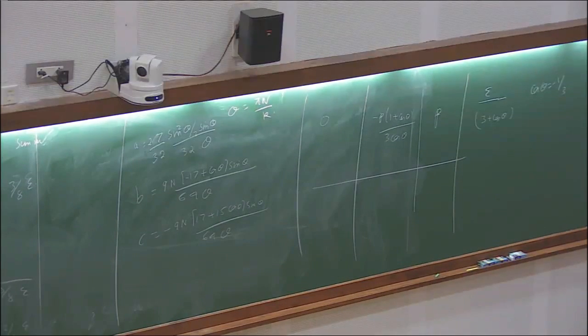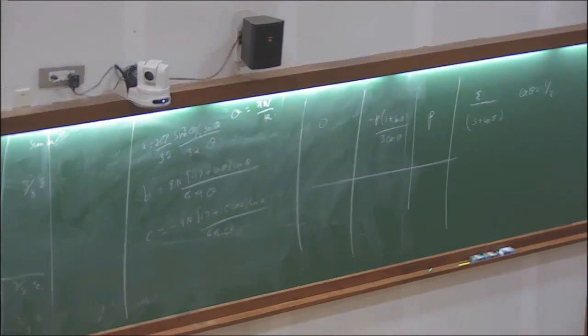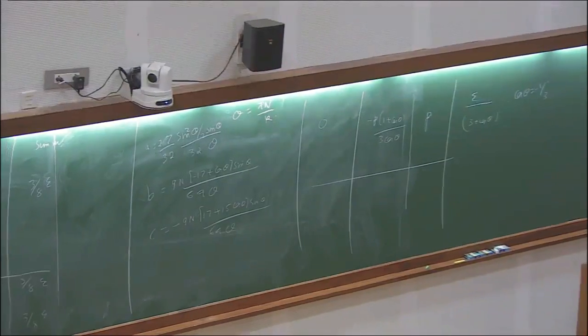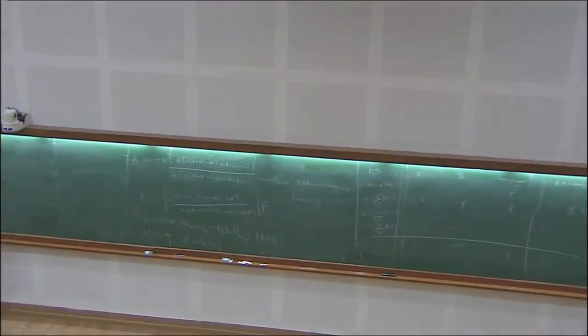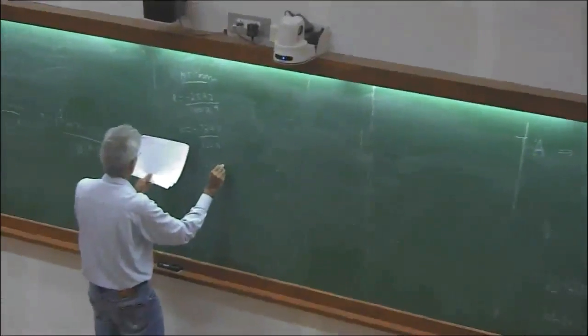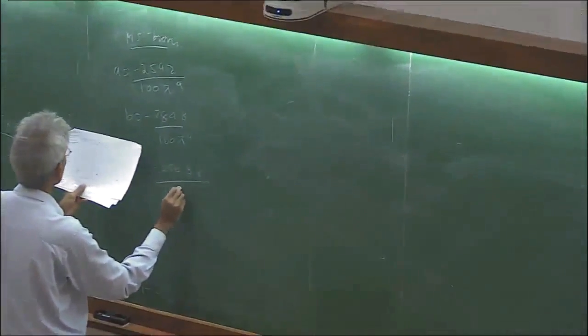So for the M5 brane, A, B, C are quite awful. A is 2592 by 100 pi to the power 4. B is minus 7848 by 100 pi to the 9, I think. C is also quite awkward: 8, 100 pi to the 9.